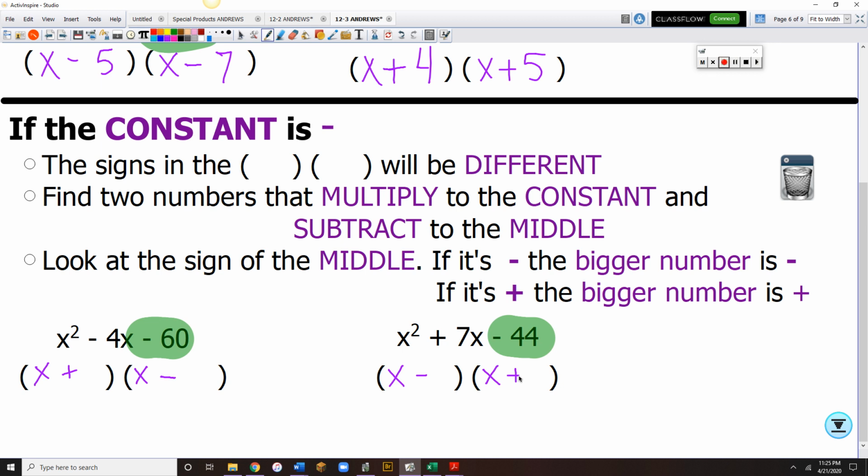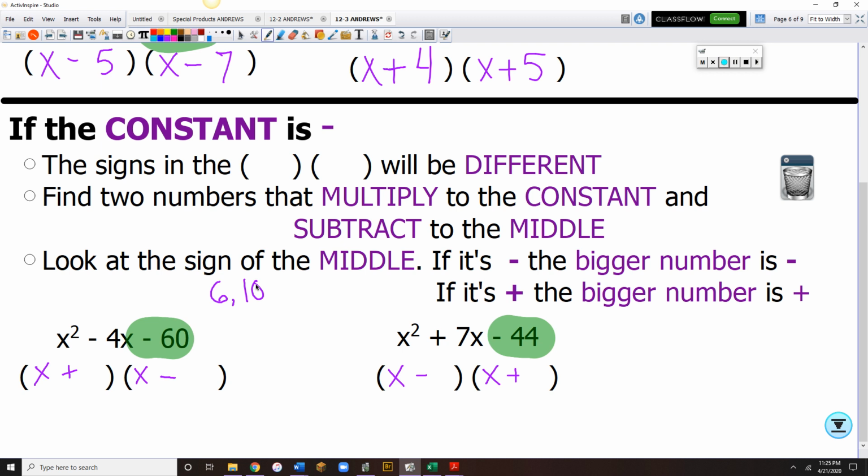I want two numbers that multiply to the constant and subtract to the middle. And I don't just plug these in. I have to think about where they go. So I need two numbers that multiply to 60 and subtract to 4. I think we saw that in the previous video, and the numbers 6 and 10 work. Okay, I have to think about where it's going to go.